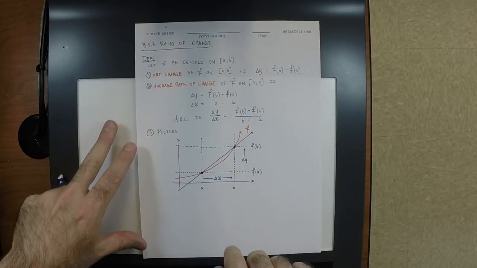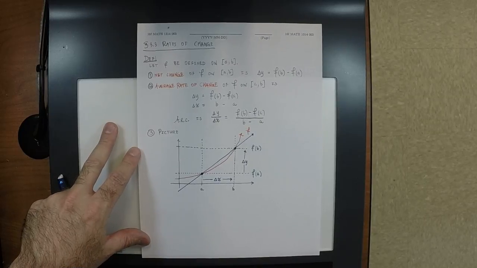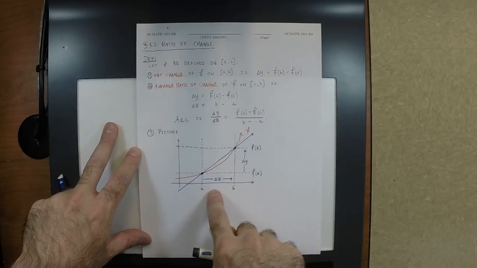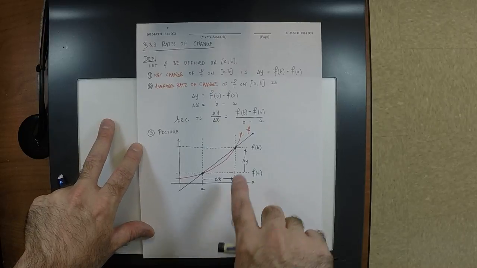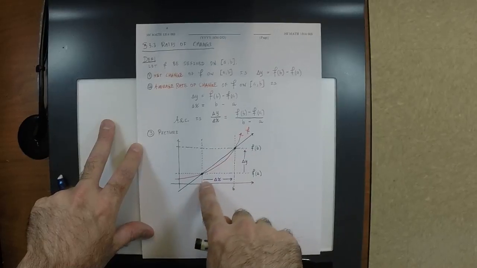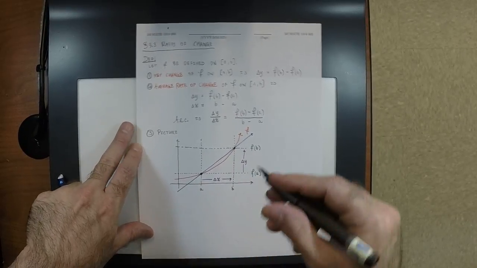And I have a question for you. What is the slope of this line? 1? It's not 1. It's delta y divided by delta x. It may in fact be 1 because of the way I drew it. But supposing I drew a different picture, it would be rise over run, right? Delta y divided by delta x.